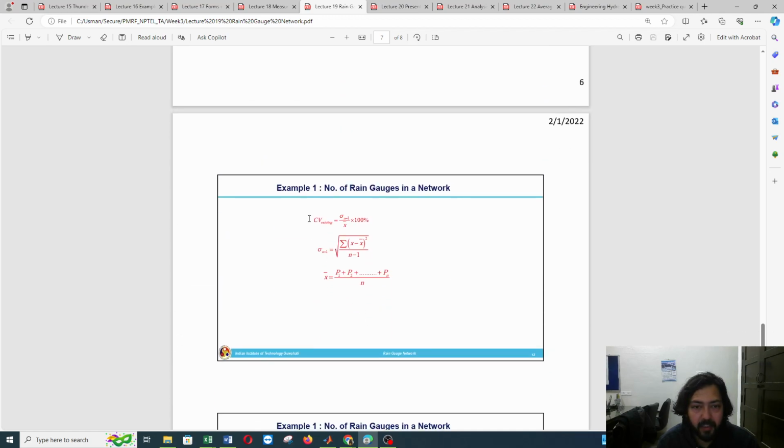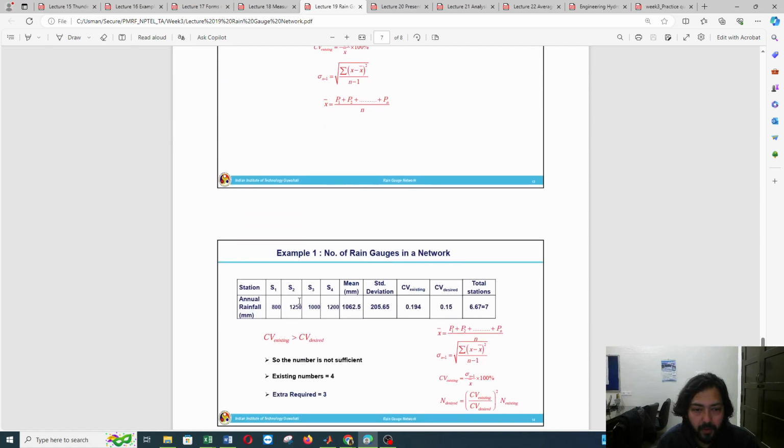Here they have calculated the existing CV from the data set, that is the 4 rainfall values. They have taken the mean of the 4 data, calculated the standard deviation, and also calculated the existing CV, which is 19.4 in percentage or 0.194. Since the existing CV is more than the desired, more stations are required. They got the total number of stations as 7, and the existing were 4. So the number of stations required is 7 minus 4, which gives us 3.